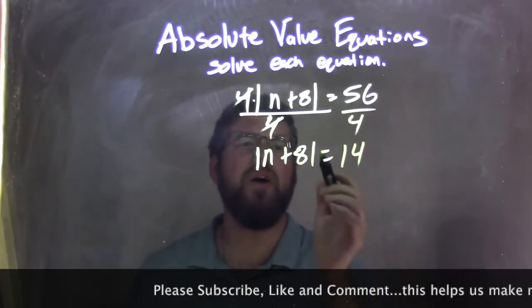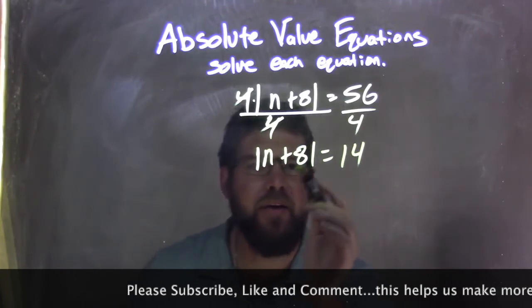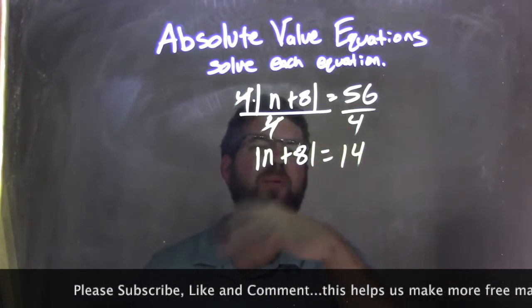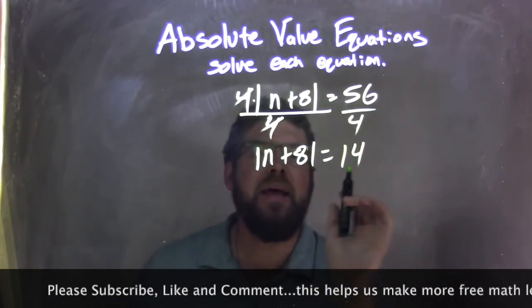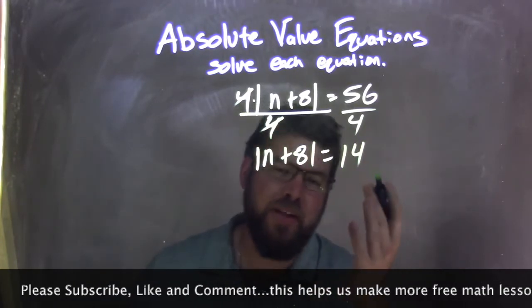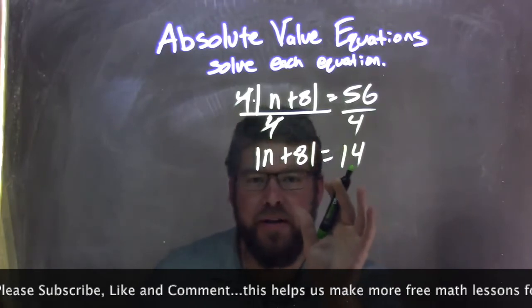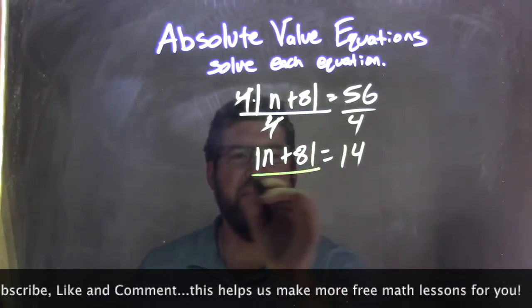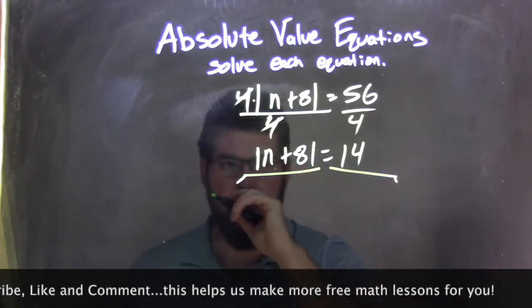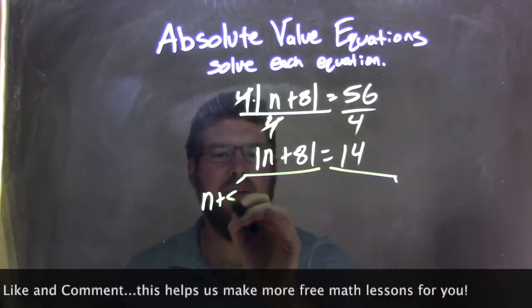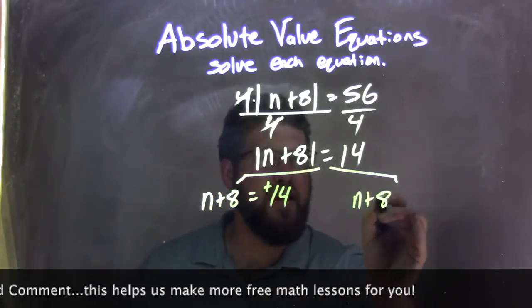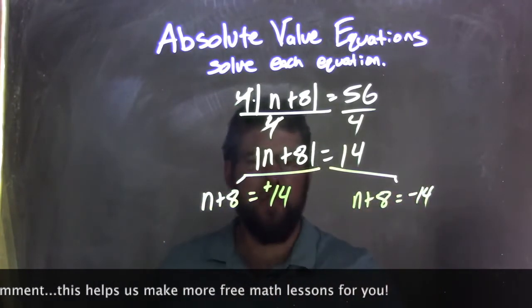Now be careful. A lot of times students will just get rid of the absolute value here. Not yet. That's the next step, right? So when they divide, they think, oh, I don't need it anymore, they just get rid of it. No. Our next step gets rid of the absolute value by breaking this apart into two equations, right? The absolute value is isolated, so now we can separate this out. So we're left with n plus 8 equals positive 14, and n plus 8 equals a negative 14, okay?